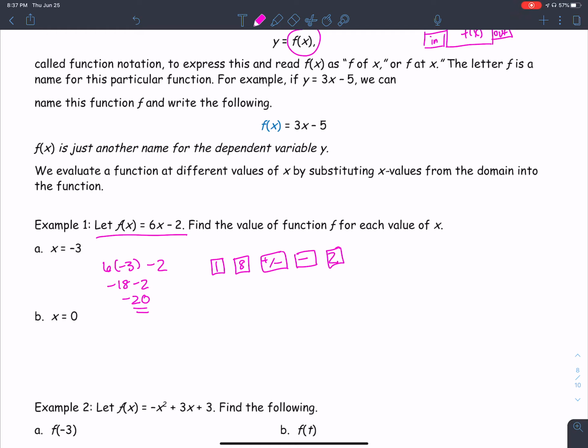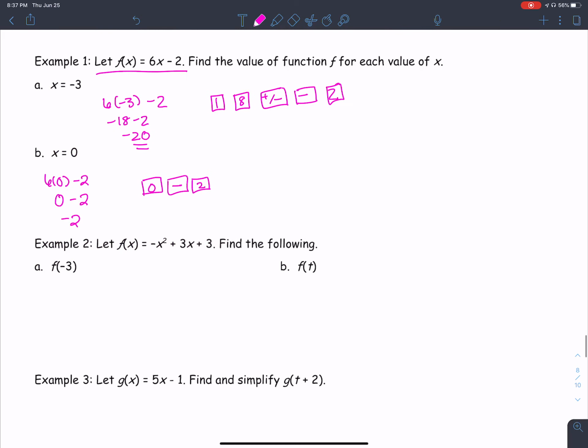All right, so let's plug in 0. So 6 times 0 minus 2 gives me 0 minus 2, which is negative 2. So again, calculator: 0, then minus, then 2. All right, let's do another one. They don't usually tell us x is negative 3. They actually say f of negative 3. So they put the negative 3 in the x spot. Now this is the same thing as saying let x equal negative 3.